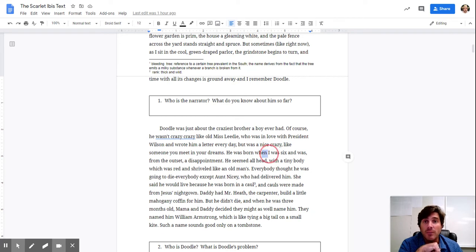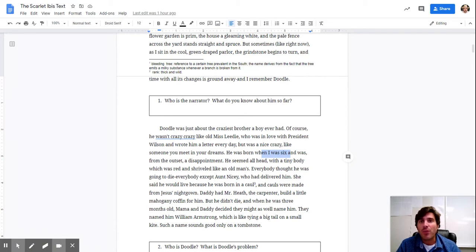Another thing to note here, he was born when I was 6, so the narrator was 6. You're always going to want to keep that in mind when Doodle was born. So there's a 6-year difference. Anytime we get an age for Doodle, add 6, you get an age for the narrator. And we're going to see their ages progress throughout this short story. So you can add that to your annotations if you need to.